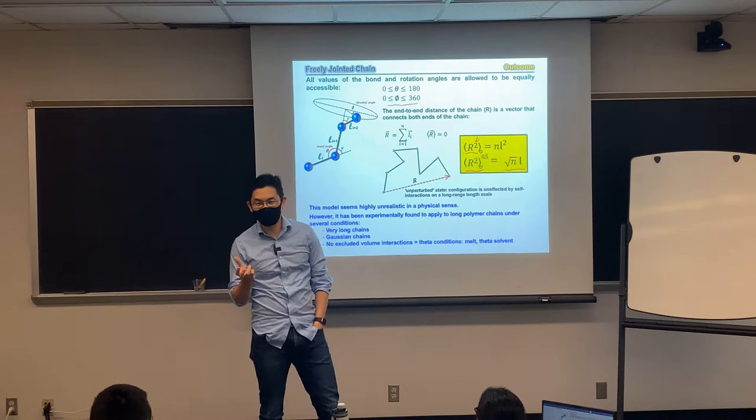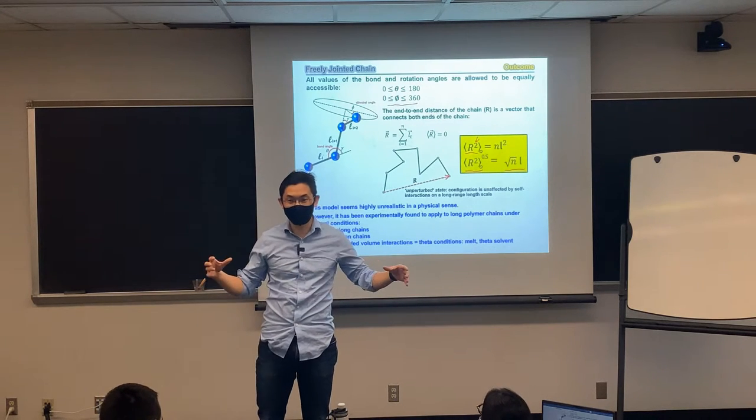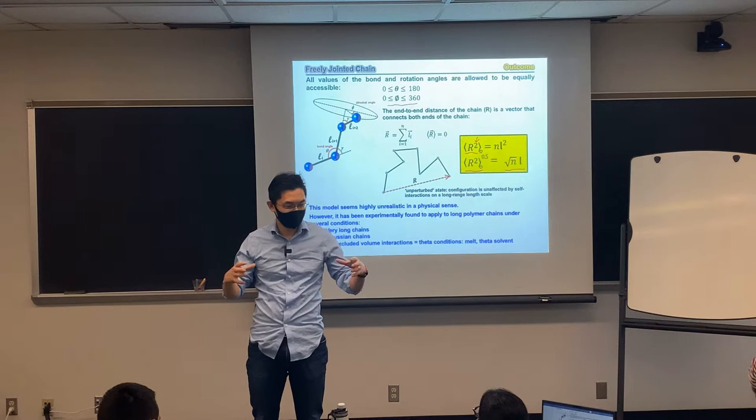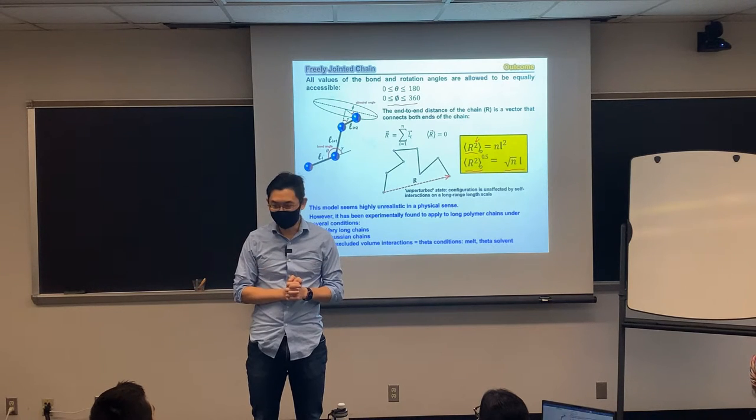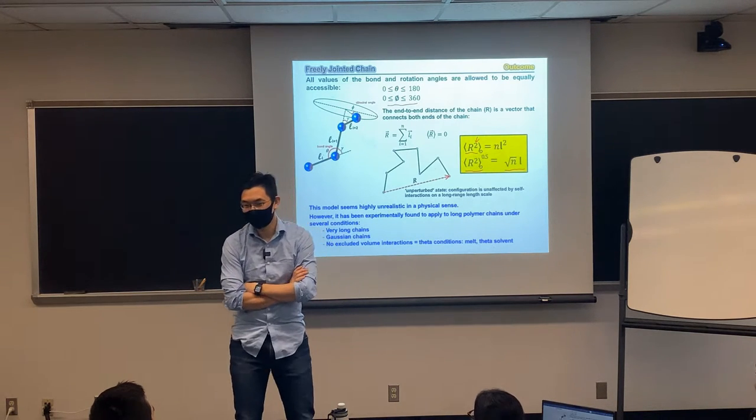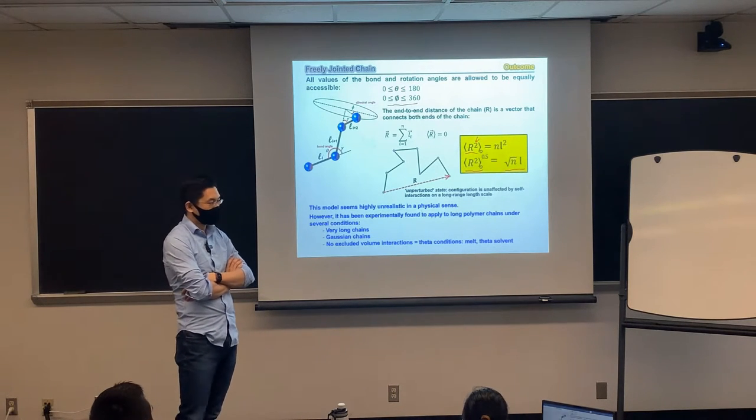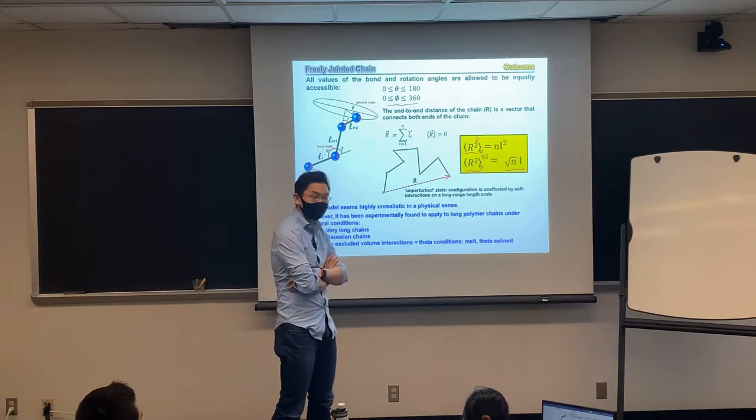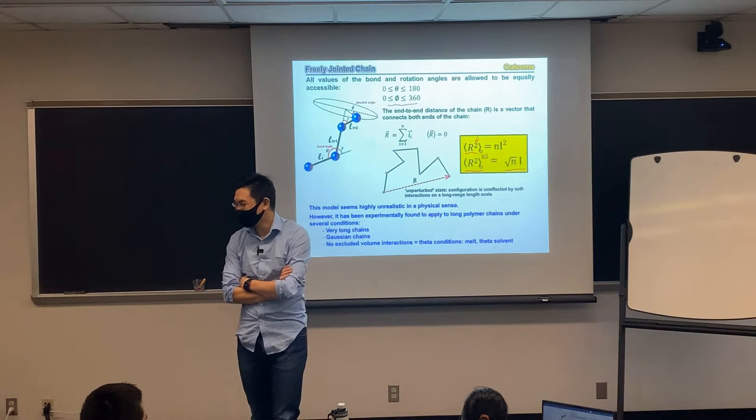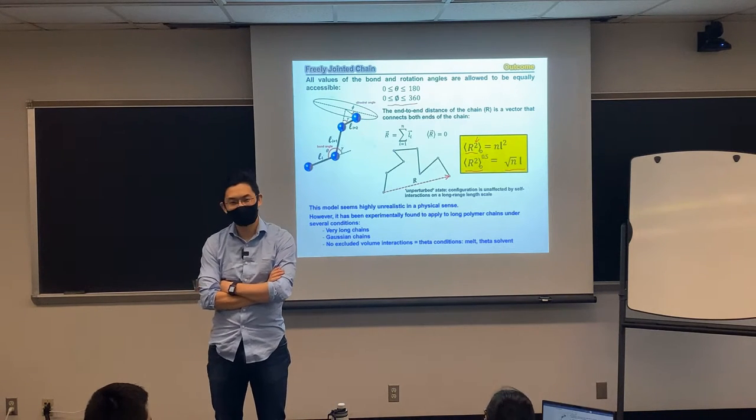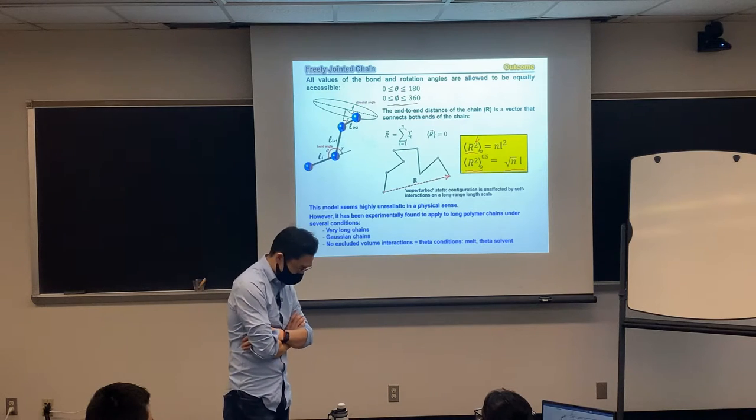Because in a good solvent, as I mentioned, the chain is going to expand. So in the melt, somehow, it decreases. Any guess? The temperature's high enough, there's enough energy in the system to overcome.